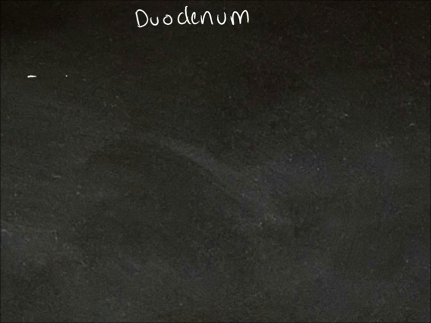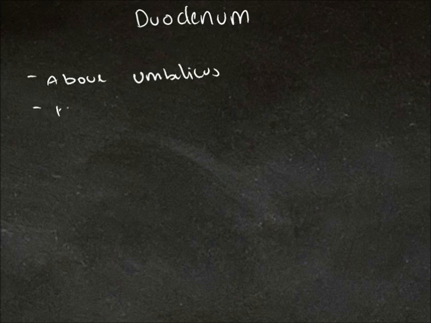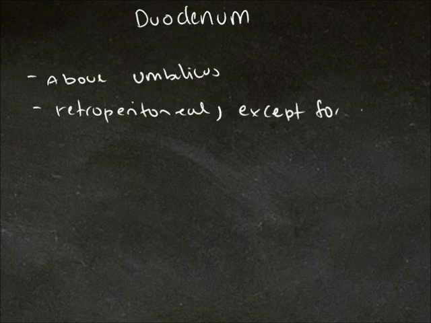The duodenum is above the level of the umbilicus and is mostly retroperitoneal, except for the superior part of the duodenum. And is mostly posterior to the transverse colon.